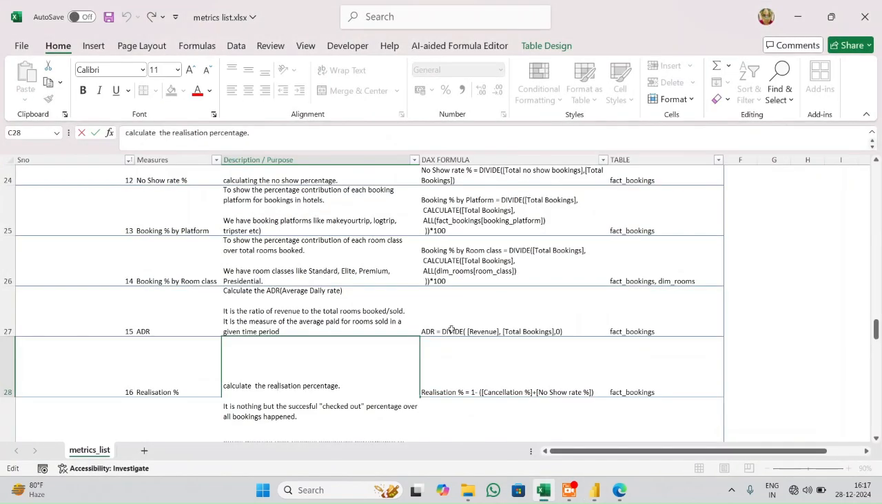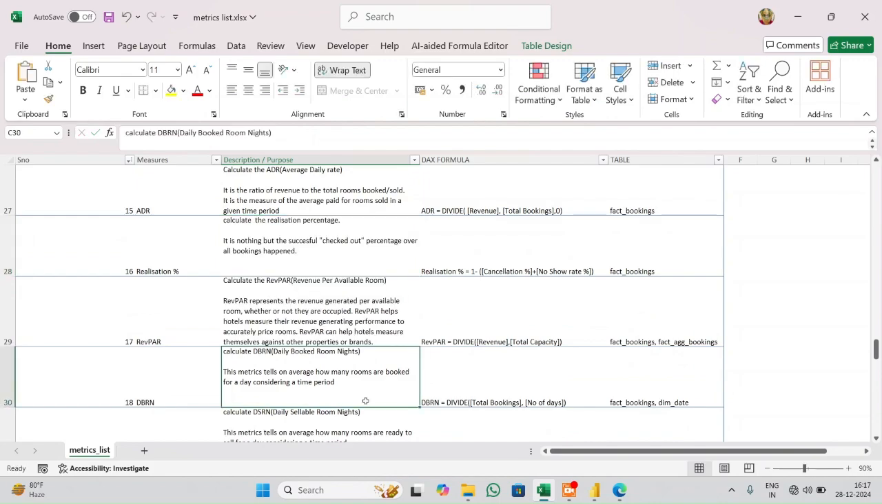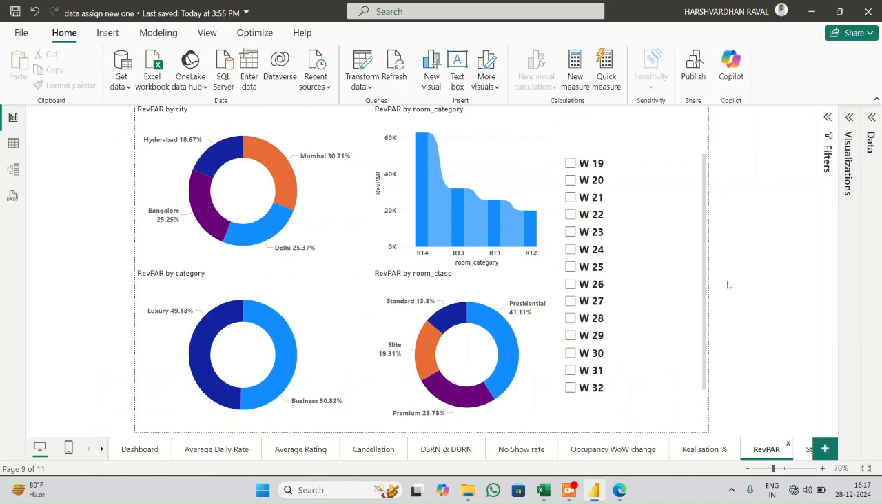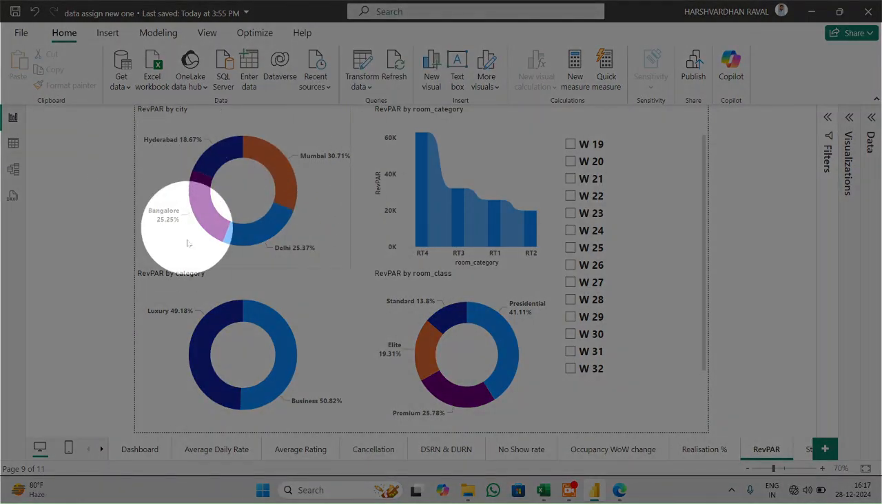Now the main element is revenue, RevPAR. What is RevPAR? Revenue per available room, whether it is filled or not filled. What is the revenue generated from one room? It is highest in Mumbai, by city RevPAR. So what we can say is the hotel is doing extremely well in Mumbai, followed by Hyderabad, which is clearly seen by percentage. So revenue is highest in Mumbai, then Hyderabad, then Bangalore, and then Delhi.